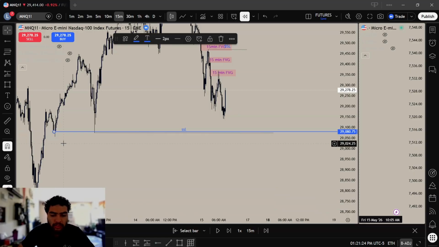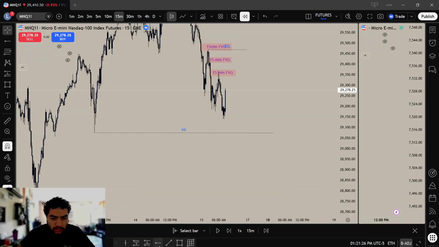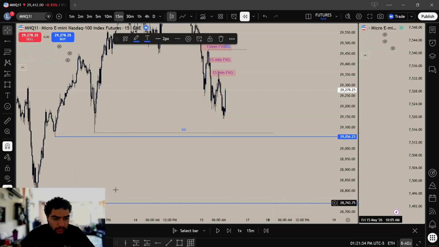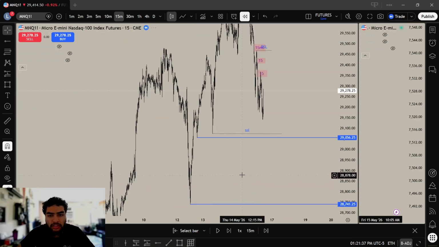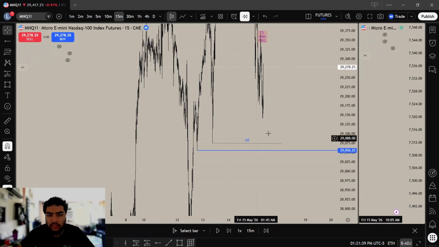Because we could be going lower. We could hit that far one down there, right down here. So those are all sell side liquidities. I think we'll be going for this closer one, obviously.